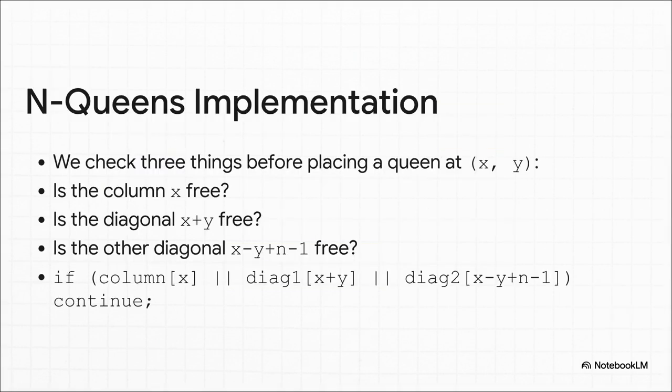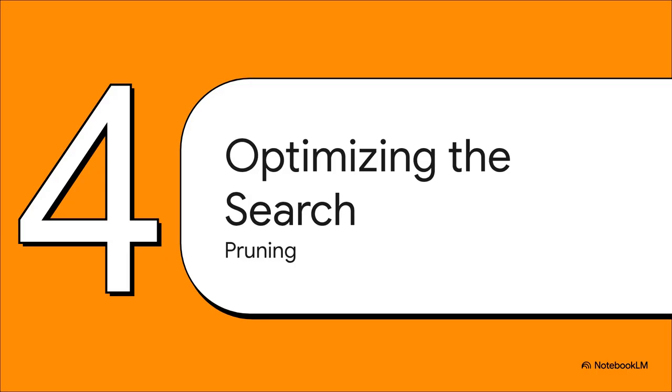To check if a square is safe in constant time, O(1), we use a few simple helper arrays, one for columns and one for each of the two types of diagonals. You can identify any diagonal by the sum of the coordinates, x plus y, or their difference, x minus y. That one little if statement you see there does all the heavy lifting. It lets us check instantly if placing a queen is a valid move before we even try. It's incredibly efficient. So backtracking is already a massive improvement over basic brute force.